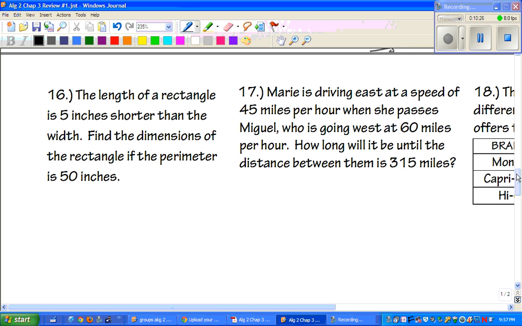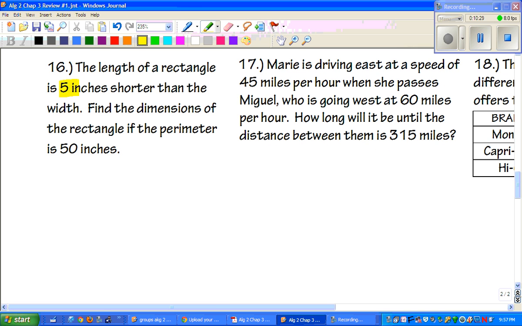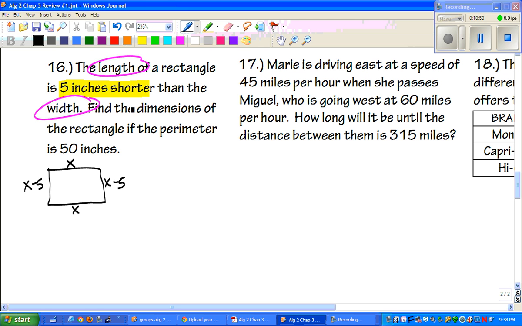16, the length of a rectangle is 5 inches shorter than the width. So we got length and width. Let's draw our rectangle. So the length is shorter than the width. We know that the opposite sides are congruent in a rectangle, and it's a total of 50 inches. So you're going to take all of your sides, so the x minus 5, the x minus 5, all of that together is going to equal 50.